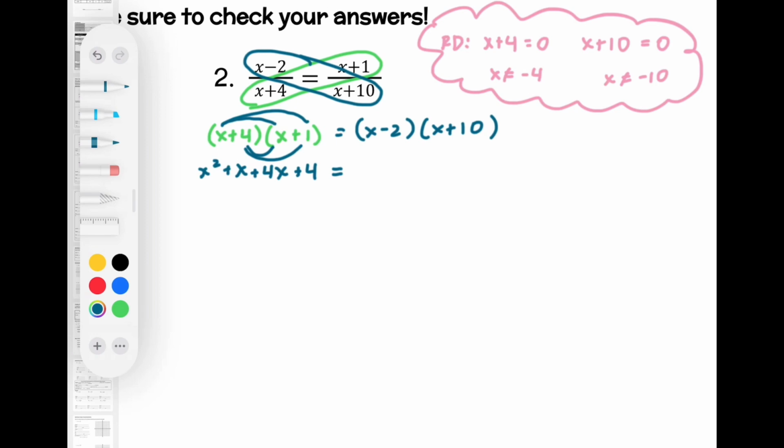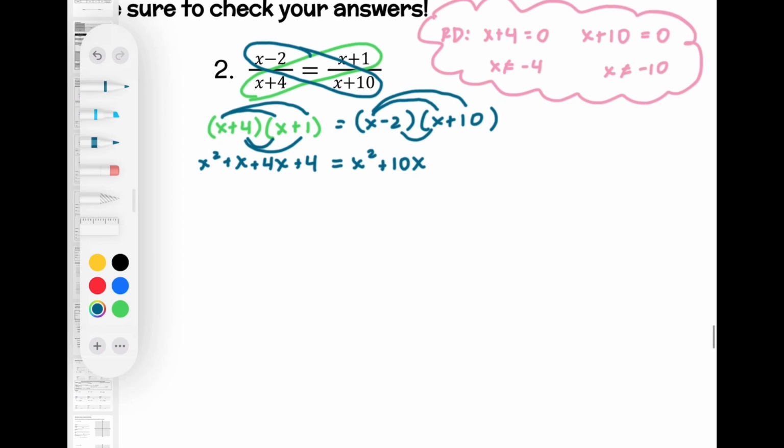equals, and then distribute the other side. So we're going to FOIL. So x times x gives us x squared, x times 10 gives us 10x, negative 2 times x gives us negative 2x, and negative 2 times 10 gives us negative 20.